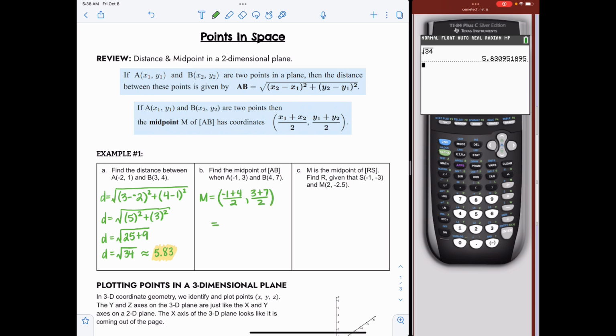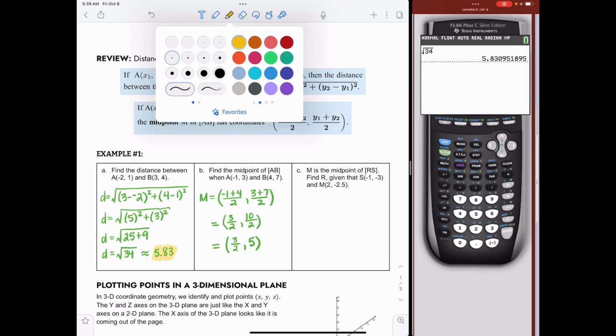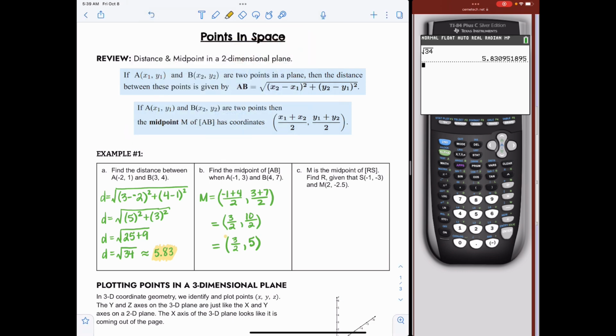So we already know that -1 plus 4 is 3, and then we have 3 divided by 2. And then we have 3 plus 7, which is 10, and 10 divided by 2. So your final answer will be 3 over 2 and 5. That will be the location of the midpoint. If you want to write 3 over 2 as 1.5, that is fine.